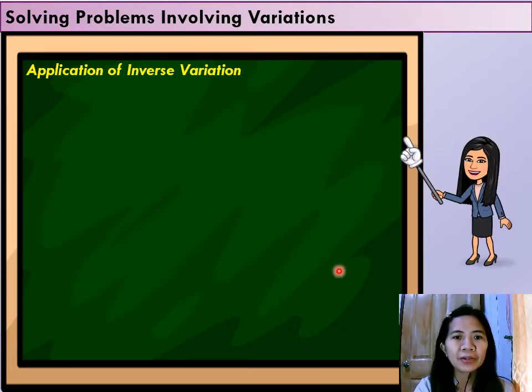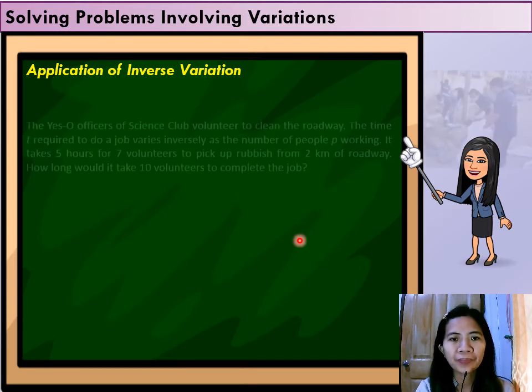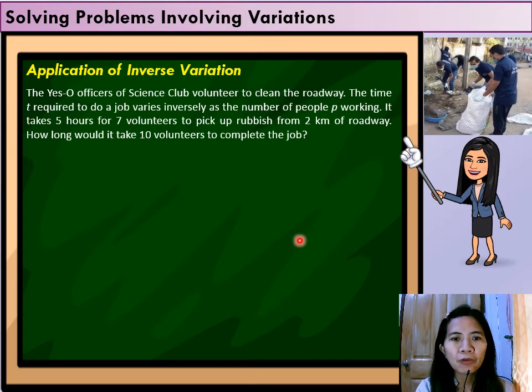Let's have here the application of inverse variations. The ESO officer of Science Club volunteered to clean the roadway. The time T required to do a job varies inversely as the number of people P working. It takes 5 hours for 7 volunteers to pick up rubbish from 2 kilometers of roadway. How long would it take 10 volunteers to complete the job?